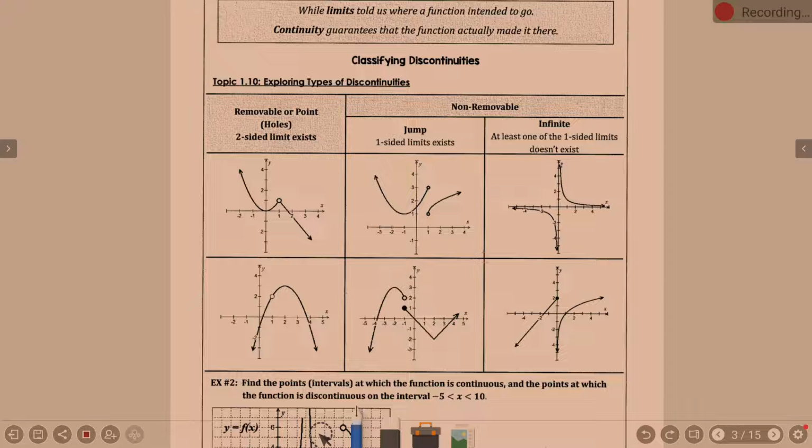We have what we called holes in pre-calc, right? We've talked about them as holes. They are removable or also referred to as point discontinuities. And on these holes, the limit exists on both sides. There's a limit that does exist there, isn't there? Because there's two-sided.